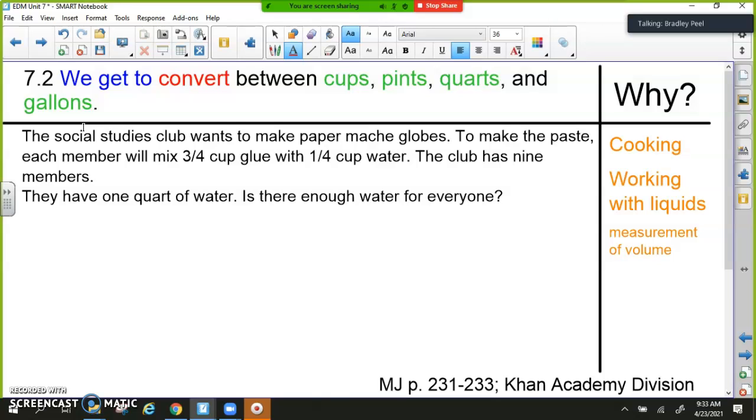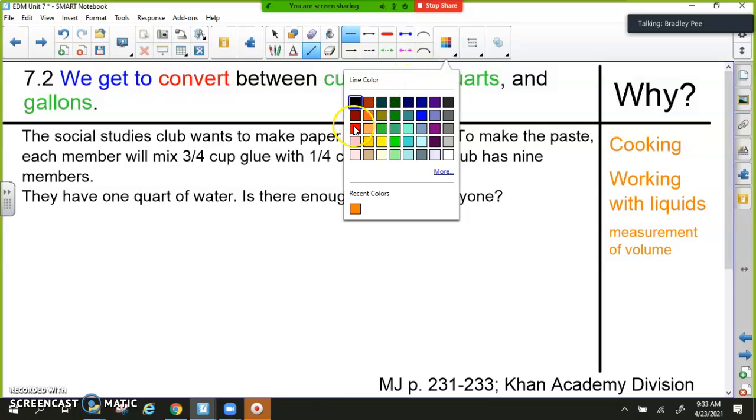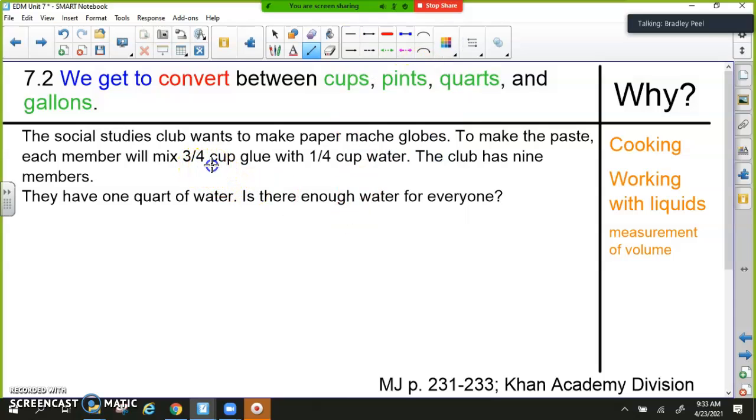There are some things that you've got to pick out in order to be effective at this, okay? The first thing that I notice is we're talking about, to start with, cups of water and glue, and then it moves on to quarts, okay? So I know there's going to be a conversion involved in this. Is everybody okay with that?